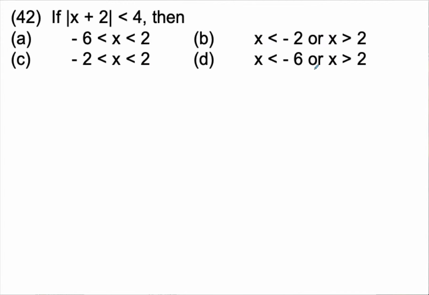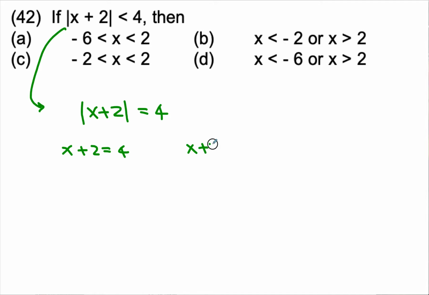Alright, let's look at number 42. So in this case, how are we going to do this one? We have to realize that I'm going to use the absolute value equation to find the boundaries, and then I'm going to check each boundary to see which one works. So I'm going to do the absolute value of x plus 2 is equal to 4. That means x plus 2 equals 4, or x plus 2 can be equal to negative 4. For the first case, I'm going to subtract 2, so x equals 2. Second one, I'm going to subtract 2, so x equals negative 6.